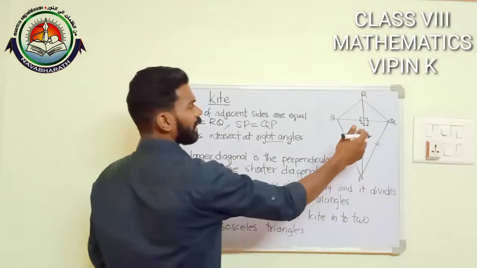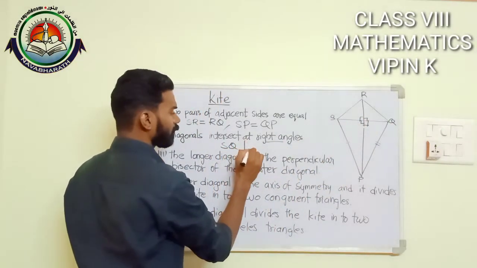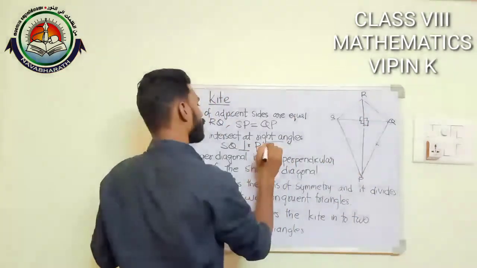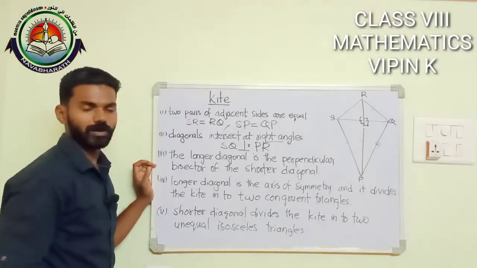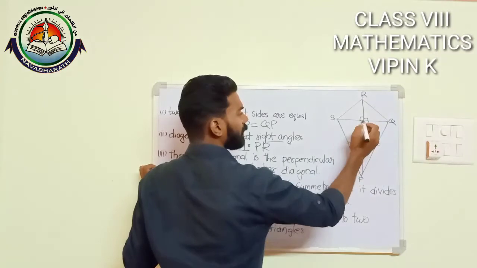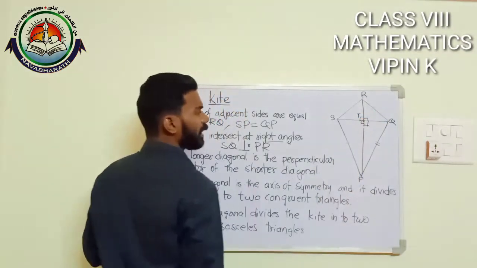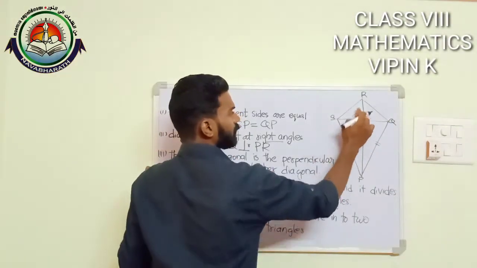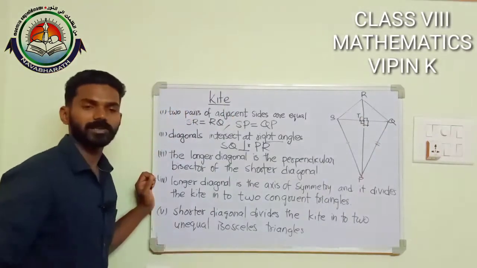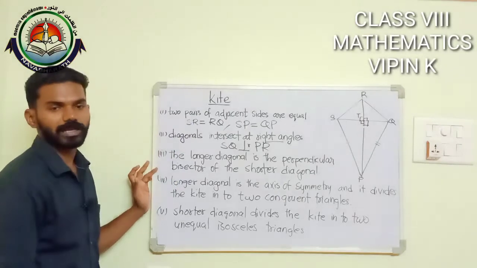So we can say that SQ is perpendicular to PR. Or otherwise we can say that all of these angles are 90 degrees. Suppose this point is T, then QTR, STR, STP and QTP, all those angles would be 90 degrees. This is the first property of a kite.